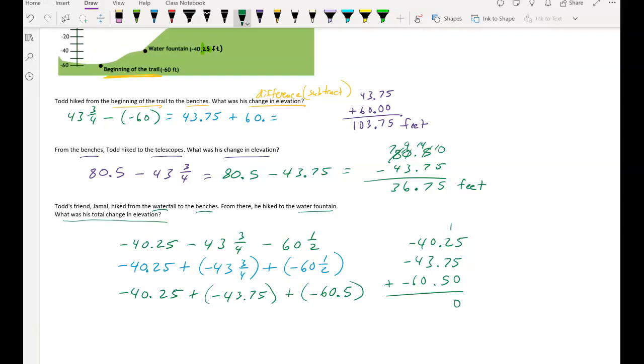5 and 5 is 10, carry my 1. 1 and 2 is 3, plus 7 is 10, plus 5 is 15. Decimal, carry my 1. 1 and 0 and 3 and 0 is 4. And 4 plus 4 is 8, plus 6 is 14. And that's all negative. So his change in elevation totally would be negative 144.5. Now notice this last 0 at the end. We don't need it. So we could just say negative 144.5 feet was his elevation change.